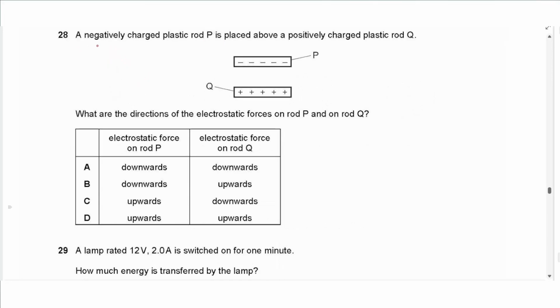Question 28 says a negatively charged plastic rod P is placed above a positively charged plastic rod Q. What are the directions of the electrostatic forces on rods P and Q? That would be attraction, so this one would want to go down and this one would want to go up. So the force on P is downwards and the force on Q is upwards, so the answer is B.